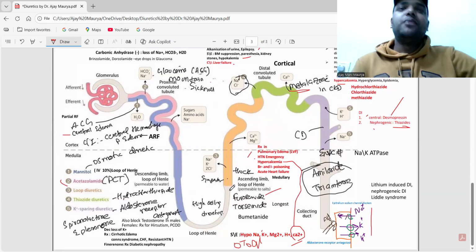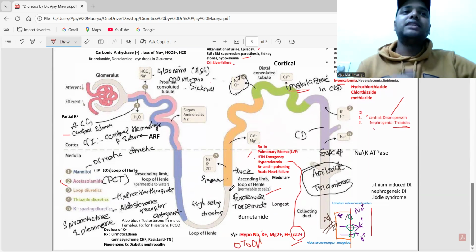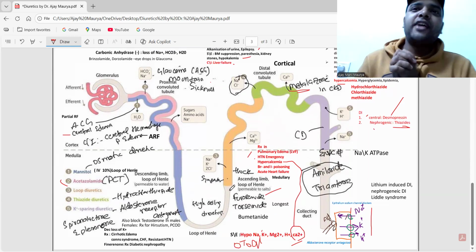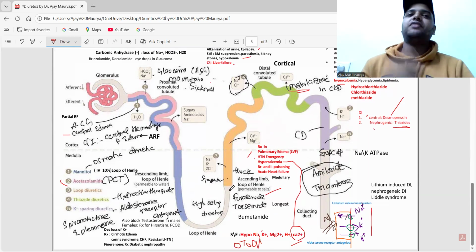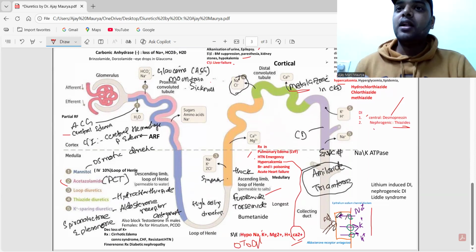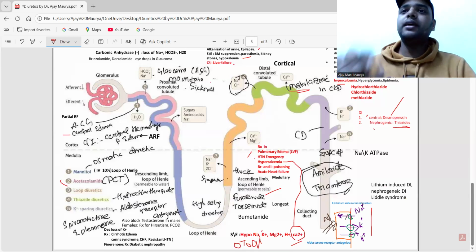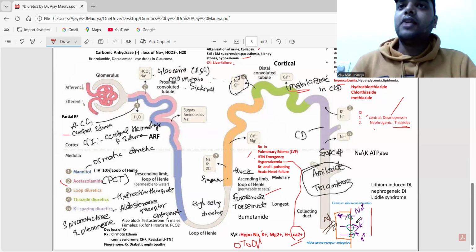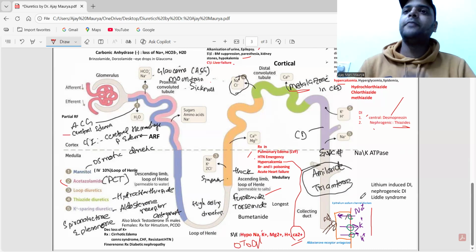Okay, so next one, we have the potassium sparing diuretics. Potassium sparing diuretics are of two types. The first one is the aldosterone receptor antagonists, and the second is the epithelial sodium channel blockers. So we have the sodium, potassium, and hydrogen channels here.